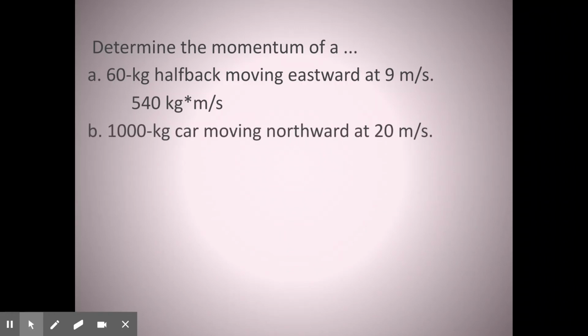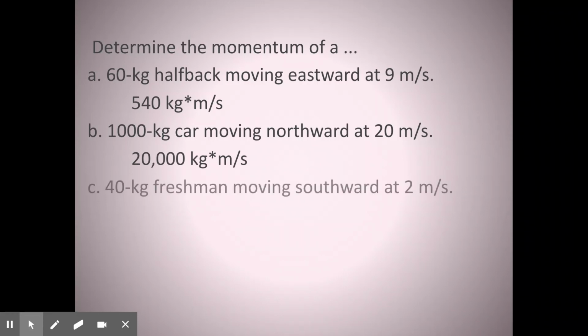How about a 1,000 kilogram car moving northward at 20 meters per second? North is positive, south is negative, so 20,000 kilogram meters per second. And the last one, a 40 kilogram freshman moving southward at 2 meters per second. Southward means it's going to be negative, so 40 times 2, negative 80 kilogram meters per second.